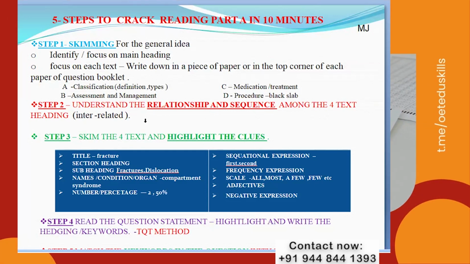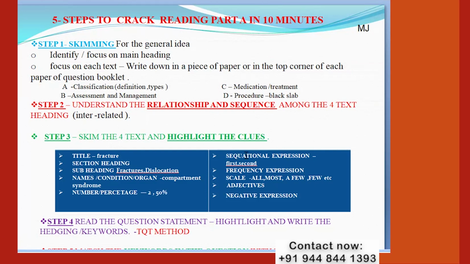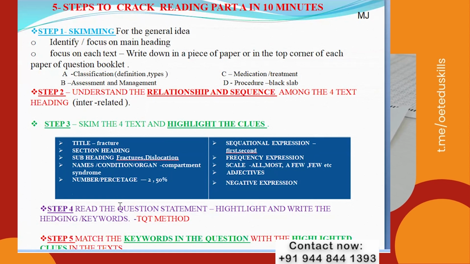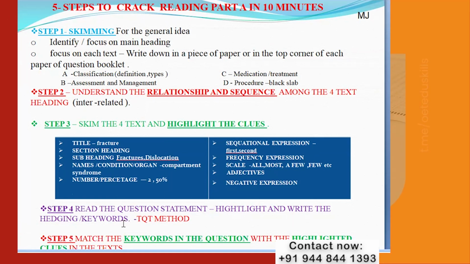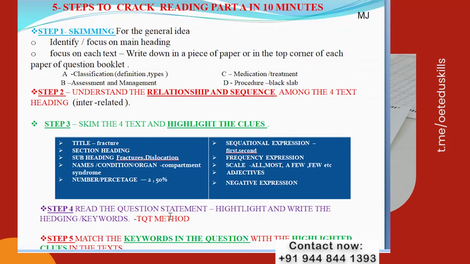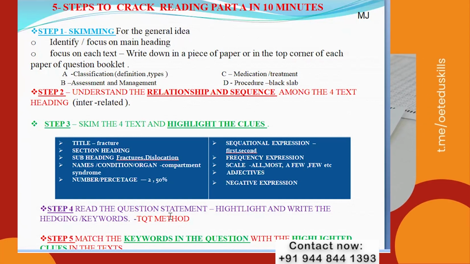Okay. Then the third one is skim the text and highlight the clues. Those clues are already informed, okay, and we have to highlight them. Then the fourth one is read the question statement, highlight and write the hedging words. Okay, that is the TQT method, we can use it. While reading, we already know that the four headings are there. According to the headings, we will go and highlight the question also. Then those hedging words can be used for concluding the exact answer.